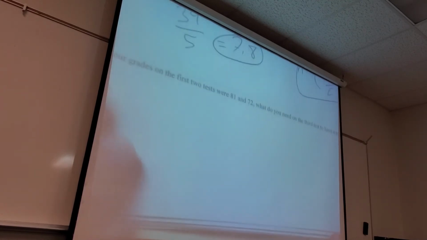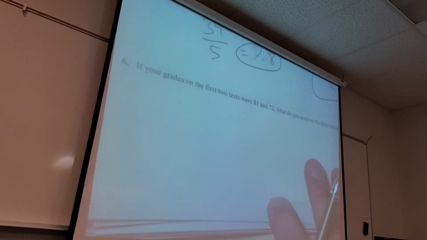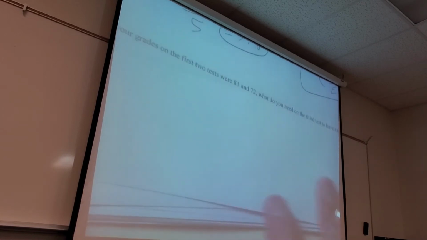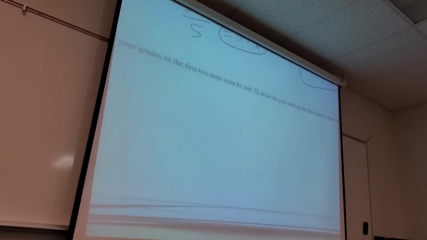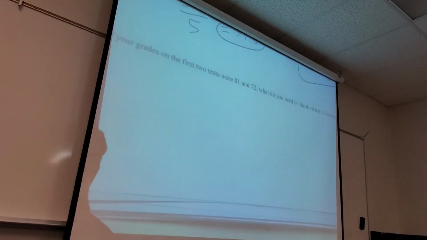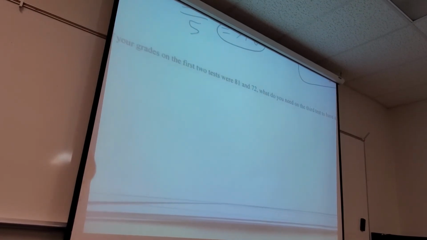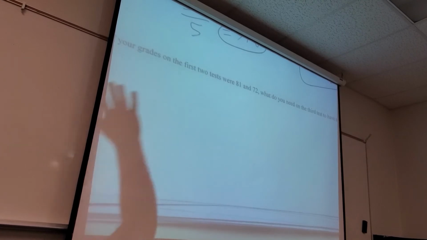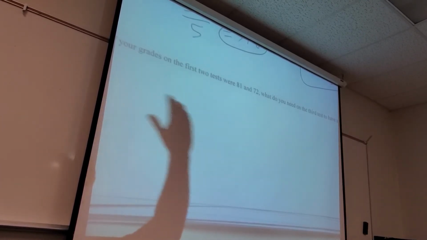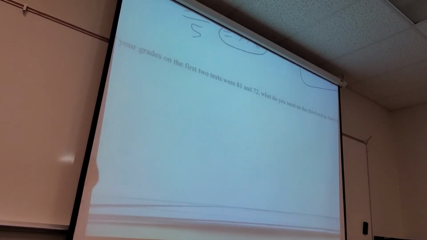Now, the last one is one of my favorites. If your grades were 81 and 72, what do you need to make an 80 average? 87. All right, so what methods did you guys use to figure that one out? I did 81 plus 72 plus x. Look at that. Algebra. There's a place for it. Algebra actually does something for us. What's algebra do for us?